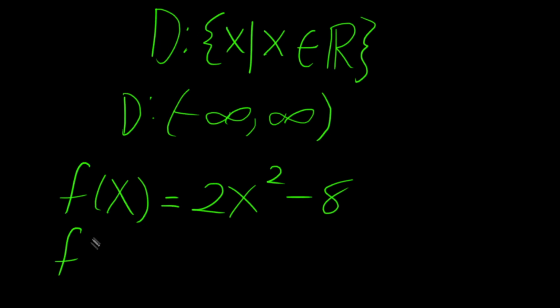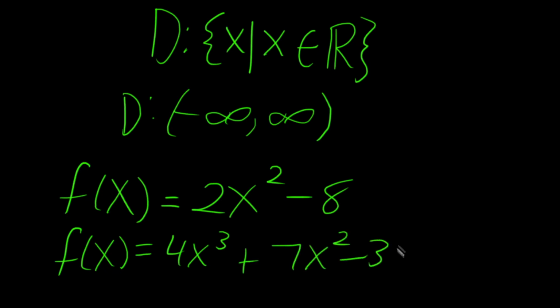The same is true for a more complex polynomial. Let's say we have 4x cubed plus 7x squared minus 3x plus 10. Again, we're looking for any place where the input value, the x, is, and seeing if there are any numbers that we cannot plug in mathematically. In this case, the domain is, again, all real numbers.